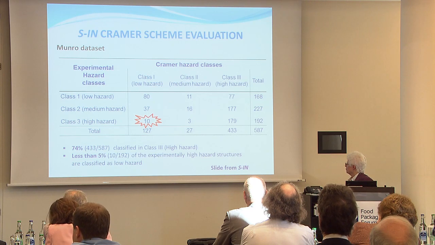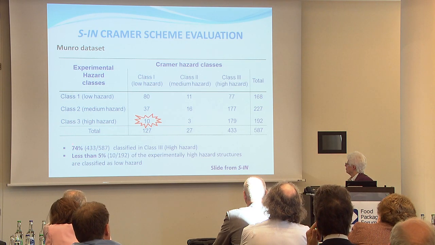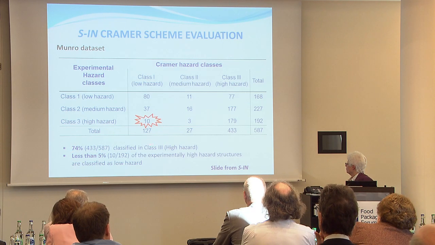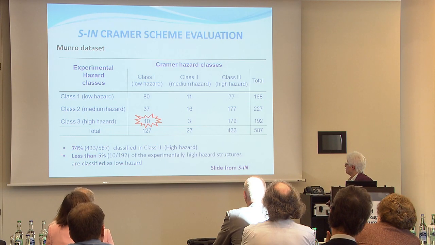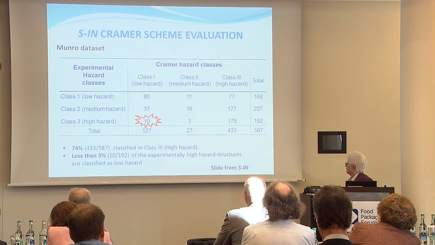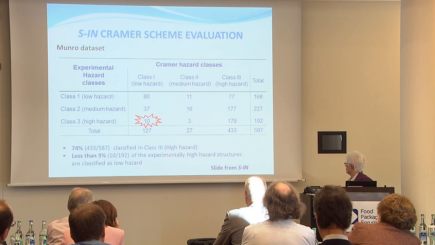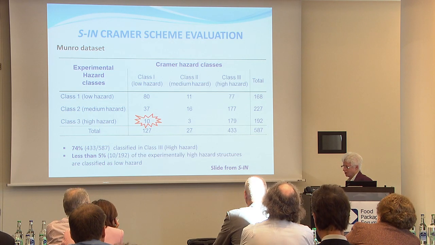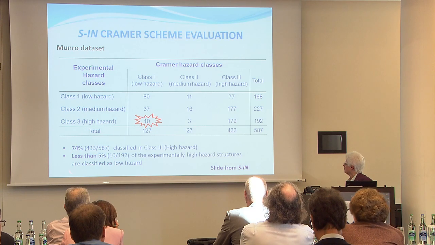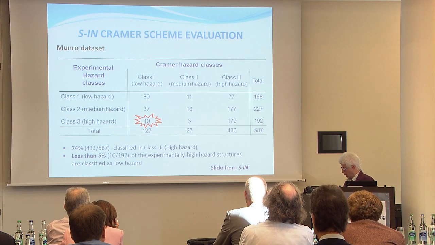But if you look at it overall, you've got 74% of chemicals from Munro are in class 3, less than 5% are classified as low hazard if they're actually experimentally high hazard. So this begins to tell you about the errors in TTC. Your chances of making a mistake could be as high as 5%.